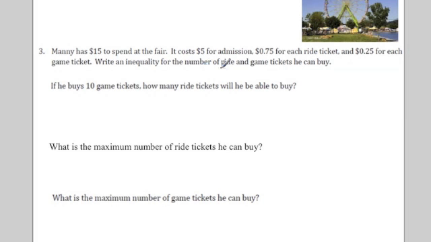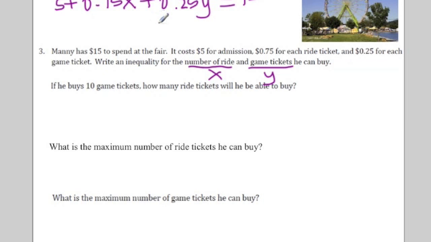So, the number of ride tickets, we're going to let that be x, and the number of game tickets, let that be y. Let's just talk about how much it's going to cost. Off the bat, he has to pay $5 to get in. Plus, he's going to spend 75 cents for each ride ticket, which is x. Plus, he's going to spend 25 cents for each game ticket, which is y. This is how much money he's going to spend. And he only has $15 to spend, so it has to be less than or equal to 15. This can't be bigger than 15 because if it is, he doesn't have enough money.